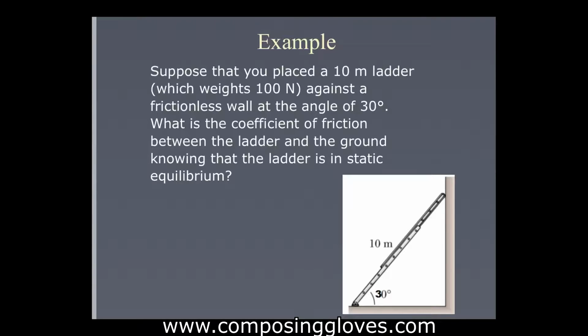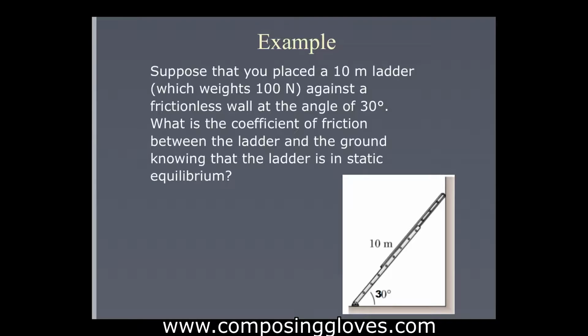Today we're going to be answering a static equilibrium problem, a problem that involves torque. Suppose that you placed a 10-meter ladder, which weighs 100 newtons, against a frictionless wall at an angle of 30 degrees. Frictionless wall is one of those words that can slip past you, so just remember the wall has no friction. What is the coefficient of friction between the ladder and the ground? There's none on the wall.